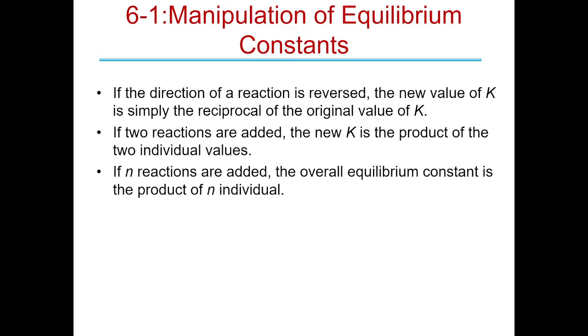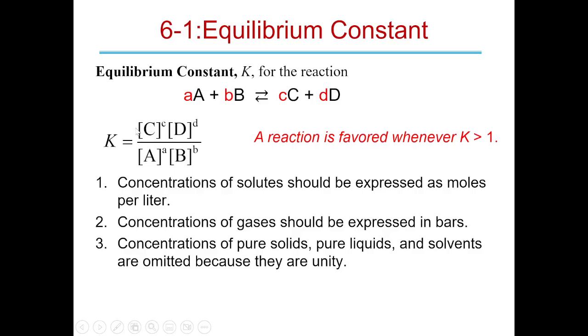So if the direction of the reaction is reversed, the new value of K is simply the reciprocal of the original value of K. So 1 over K. Remember that saying a reaction is favored is the wrong terminology. It's actually that the forward reaction is favored, or it's favored to go towards products. You notice I was very specific when I said it. And if it's lower than 1, that means the reverse reaction is actually favored, okay?